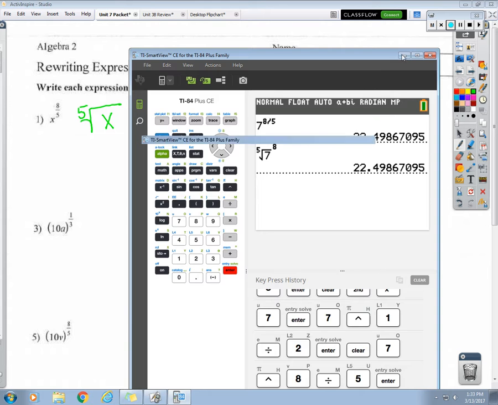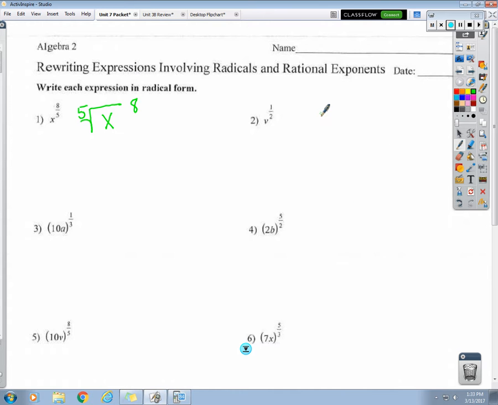Okay, number 2. We're trying to write it in radical form, so that means we need a radical. What goes up under the radical is root 2, but we don't really have to write the 2, do we? And it's all raised to the 1st power, but we don't have to write that either. So that's all you have to write.